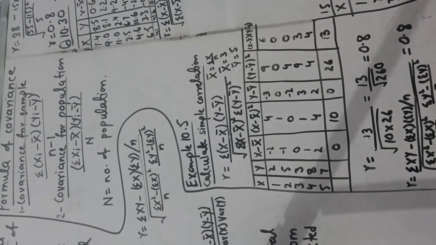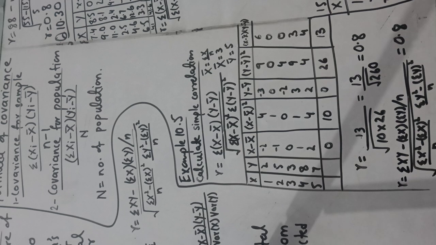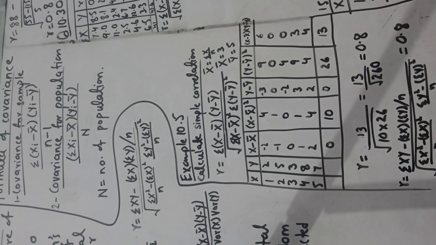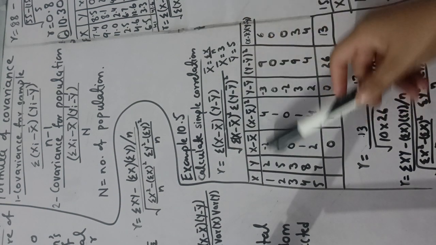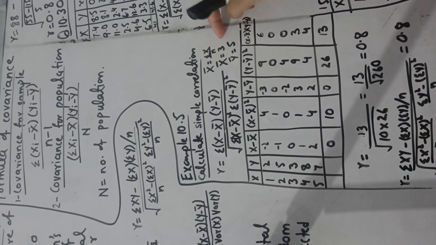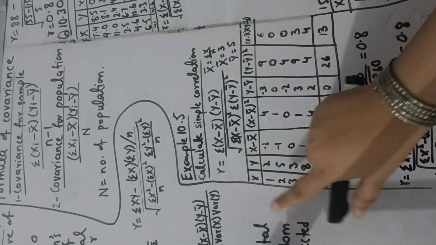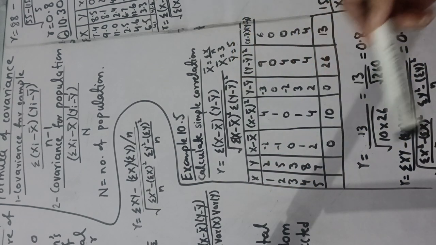Now we are going to start the first example question. This is example 10.5, chapter 10, from Introduction to Statistical Theory. In this example you have to calculate the simple correlation. You put in this formula. I have calculated all of these values; x and y are given to you. You have to find the x mean by this formula. The x mean is 3, then subtract 3 from x, and I got all these values. I summed them up and the answer is 0.